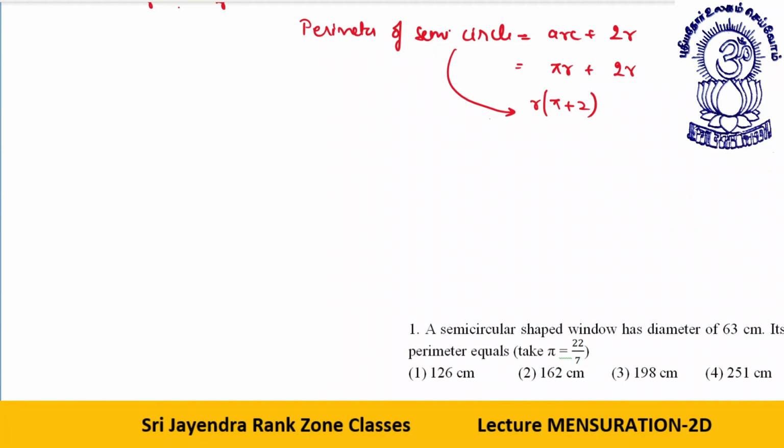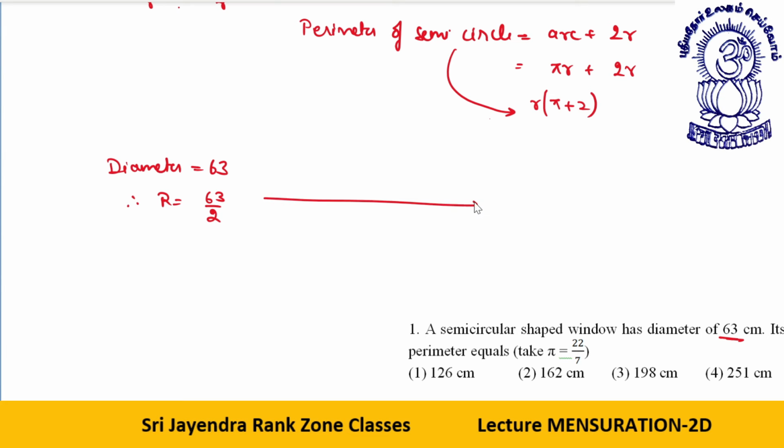the first question. A semicircular shaped window has diameter 63 centimeter. Its perimeter equals to what? Diameter is equal to 63. Therefore, the radius will be equal to 63 by 2. Let it be 63 by 2 only, write this.